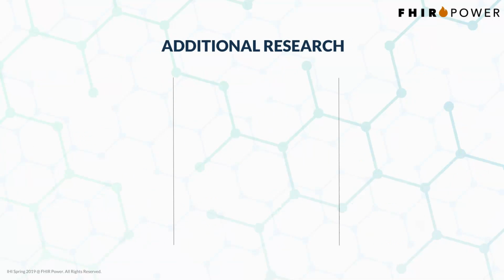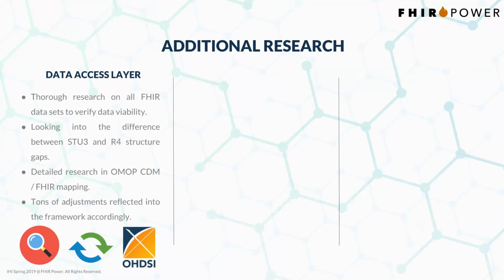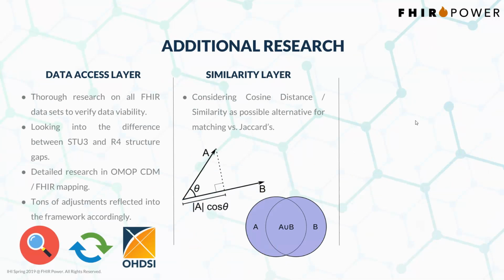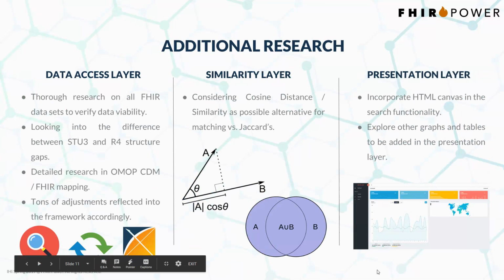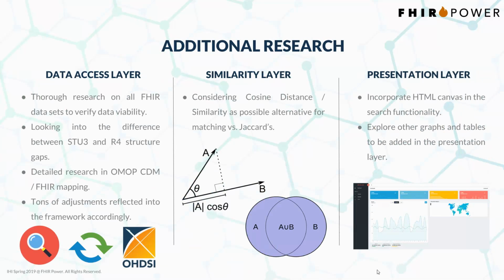Thanks, Mukhtar. When it comes to the data access layer, research is an ongoing exercise that will be happening throughout our project because of the nature of the different data models used. As for the similarity layer, we will consider a different alternative called cosine distance as opposed to the Jaccard similarity to make sure we go with the best option. As for the presentation layer, we need to incorporate a Canvas HTML in the search functionality and explore other graphs and tables available.